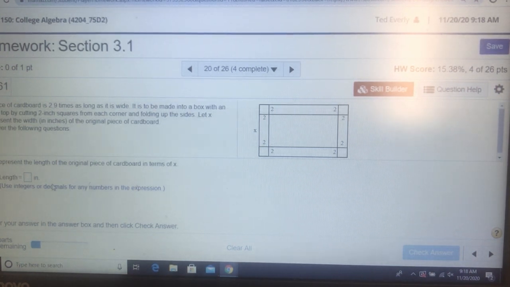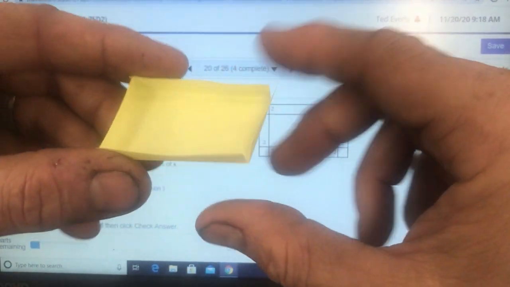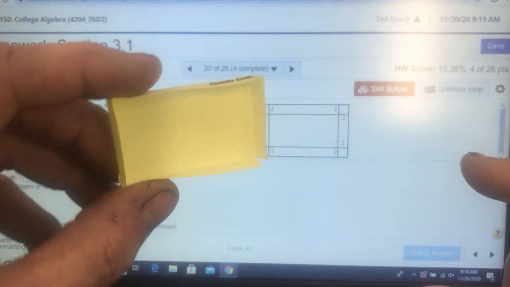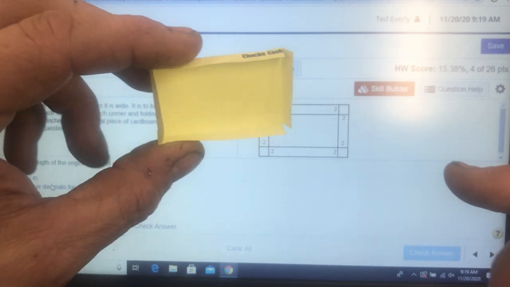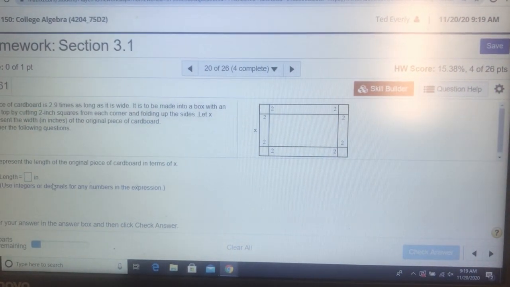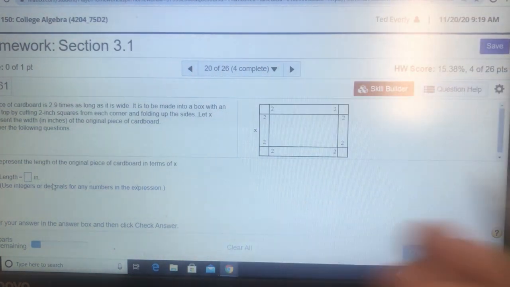Now this is not perfect because I just did this in about 2 seconds while ago cutting this up. But at least you can get the idea of what we got going on here. Look at my box here. Look at that, man. Ain't this cool? Wow, a three-dimensional box. That's what we're doing in this picture. We're going to cut these corners out 2 inches and fold them up and make an open box.